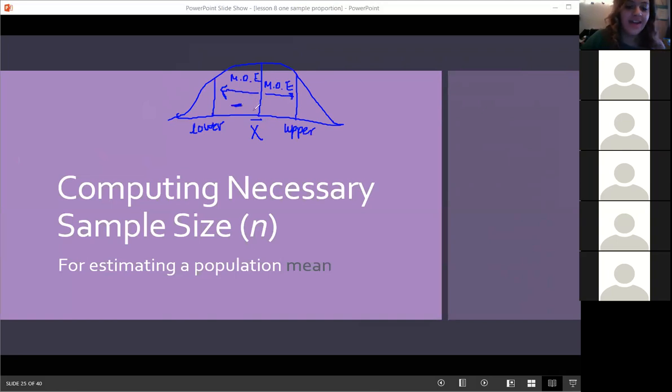So this is going to be the minus part of our equation, and this is going to be the plus part to get this lower and upper bound. So you do want to make sure you do both of them, to make sure you get that lower and upper bound, which ends up giving you your confidence interval. Does that make sense?